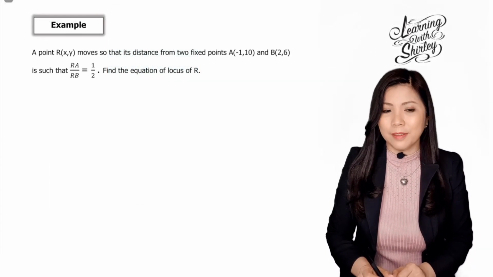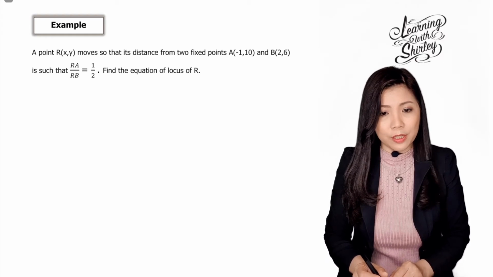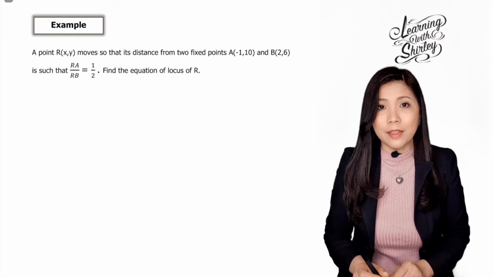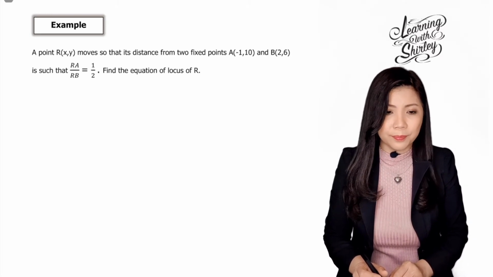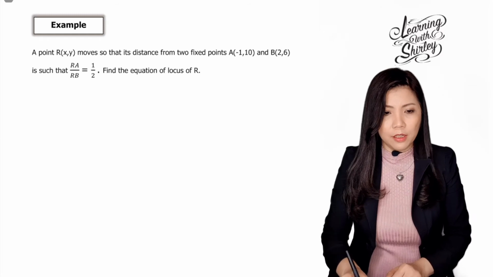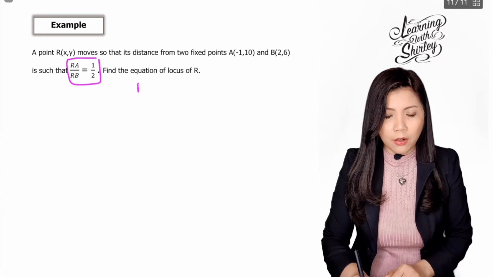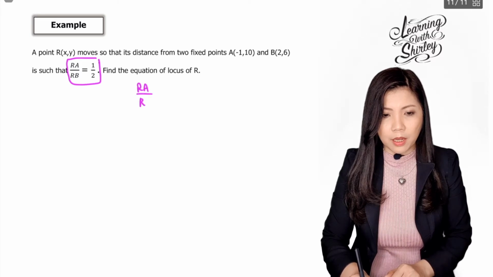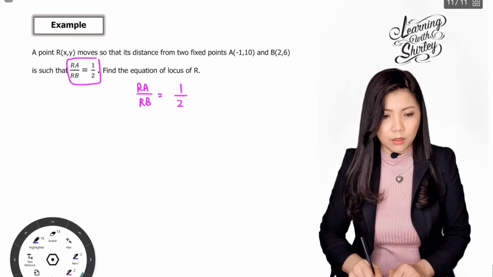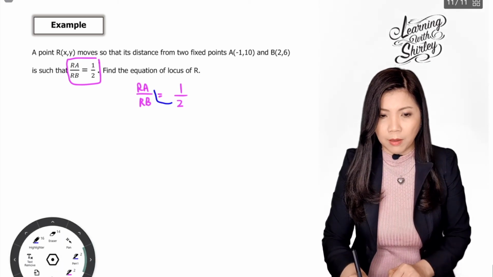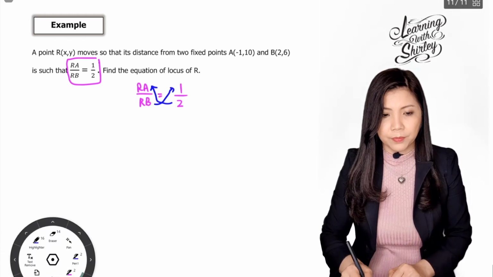Let's look at this example. A point R(x, y) moves so that its distance from two fixed points A(-1, 10) and B(2, 6) is such that RA over RB is equal to half. Find the equation of locus of R. So this information is very important. RA over RB equals 1 over 2. And then we do cross multiplication, so 2 times up and this one times up.